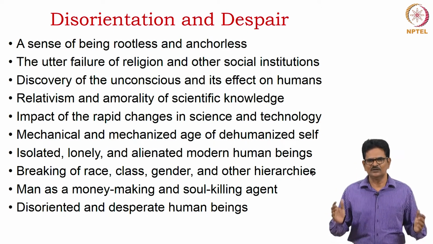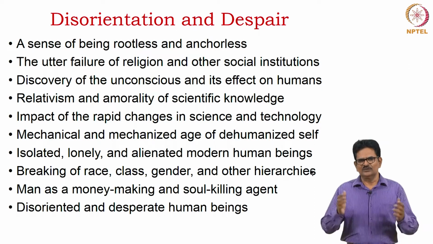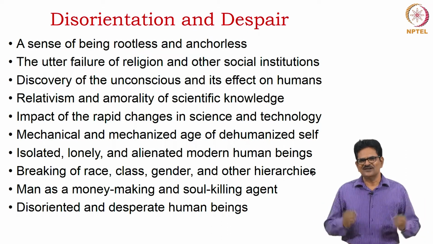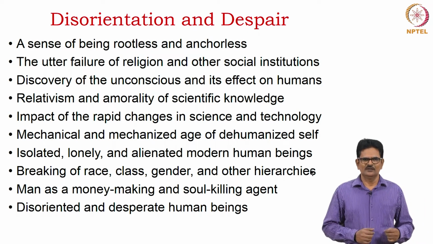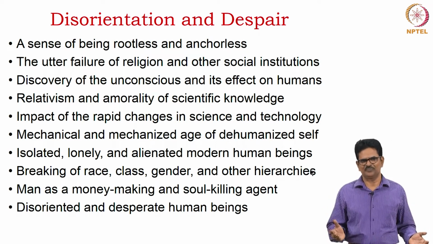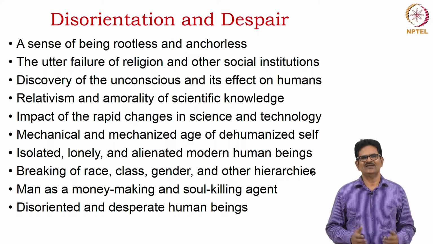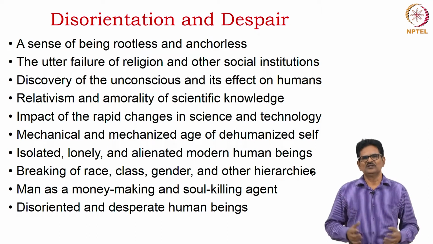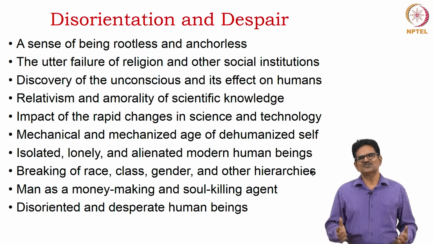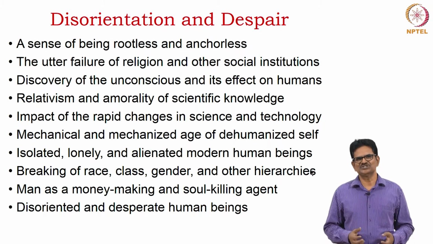People were isolated, lonely and alienated, and so these are called modern human beings, completely losing contact with themselves and with others. They broke race, class, gender and other hierarchies, and we have man as a money making and soul killing agent. That is the most distressing part of this modern life. So, people became disoriented and they became desperate, and naturally the poets of this period give expression to the disorientation and despair of the times.